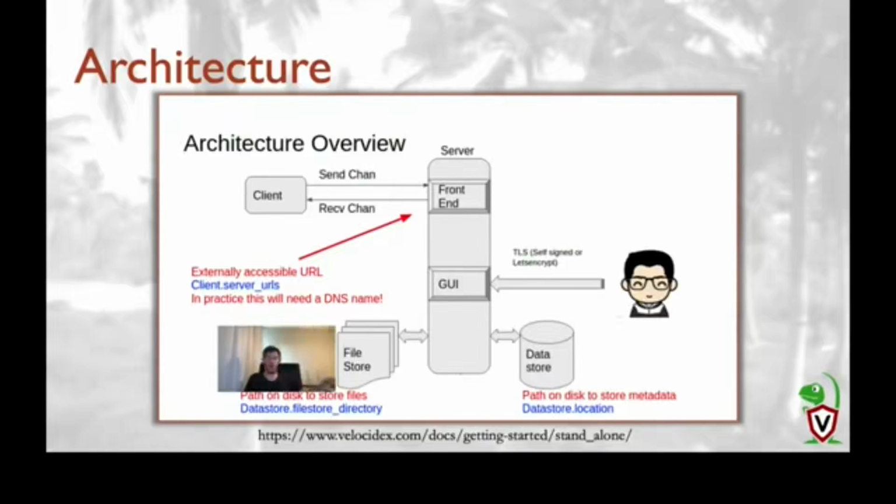And then of course you have the file store and the data store, where we're going to store information about the different artifacts that we're looking for, and then other files or artifacts that we've collected, right? Pieces of data or those files.